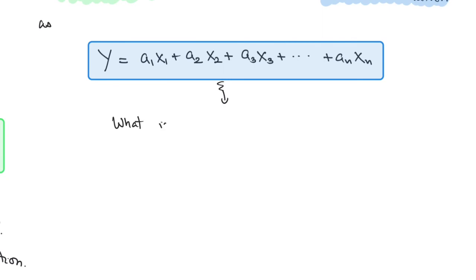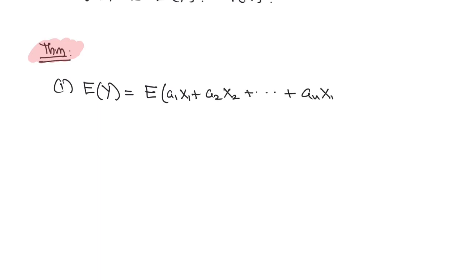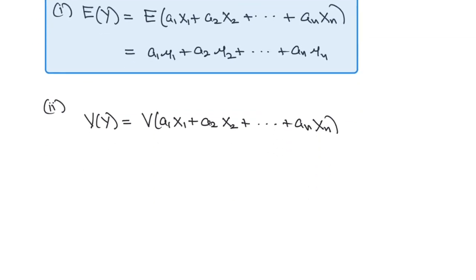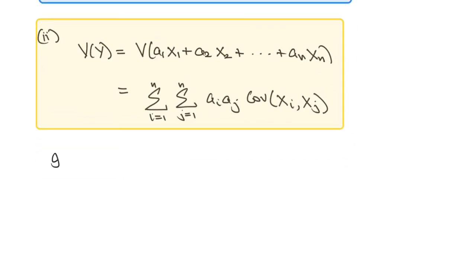We might want to ask a question: what is the expected value of y and what is the variance of y? The answer to this question is provided by the following theorem. The expected value of a linear combination is going to be the linear combination of the expected values. That is, it is going to be the sum of a1 mu1 all the way up to an mu n. And the variance of a linear combination of random variables is going to be a double sum of covariances of xi comma xj, where the coefficients are ai times aj.